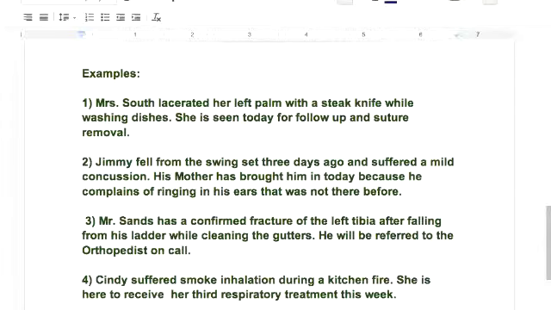Now, Mr. Sands has a confirmed fracture of the left tibia after falling from his ladder while cleaning the gutters. He will be referred to an orthopedist on call. There's nothing in there that tells you it's a subsequent visit. This is an initial visit. Okay, Cindy suffered smoke inhalation during a kitchen fire. She is here to receive her third respiratory treatment this week. It's a repetition thing, third respiratory treatment for the smoke inhalation, no E-code.